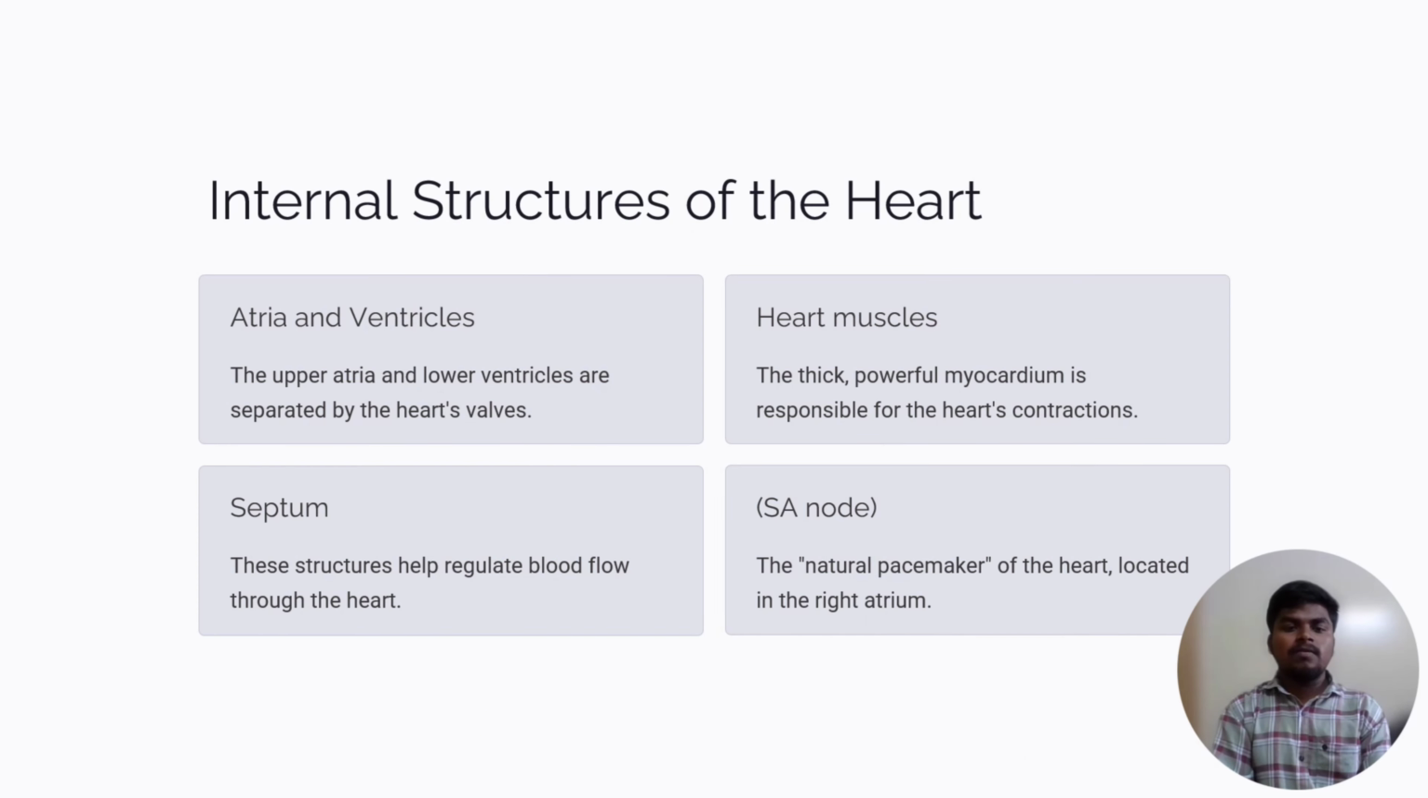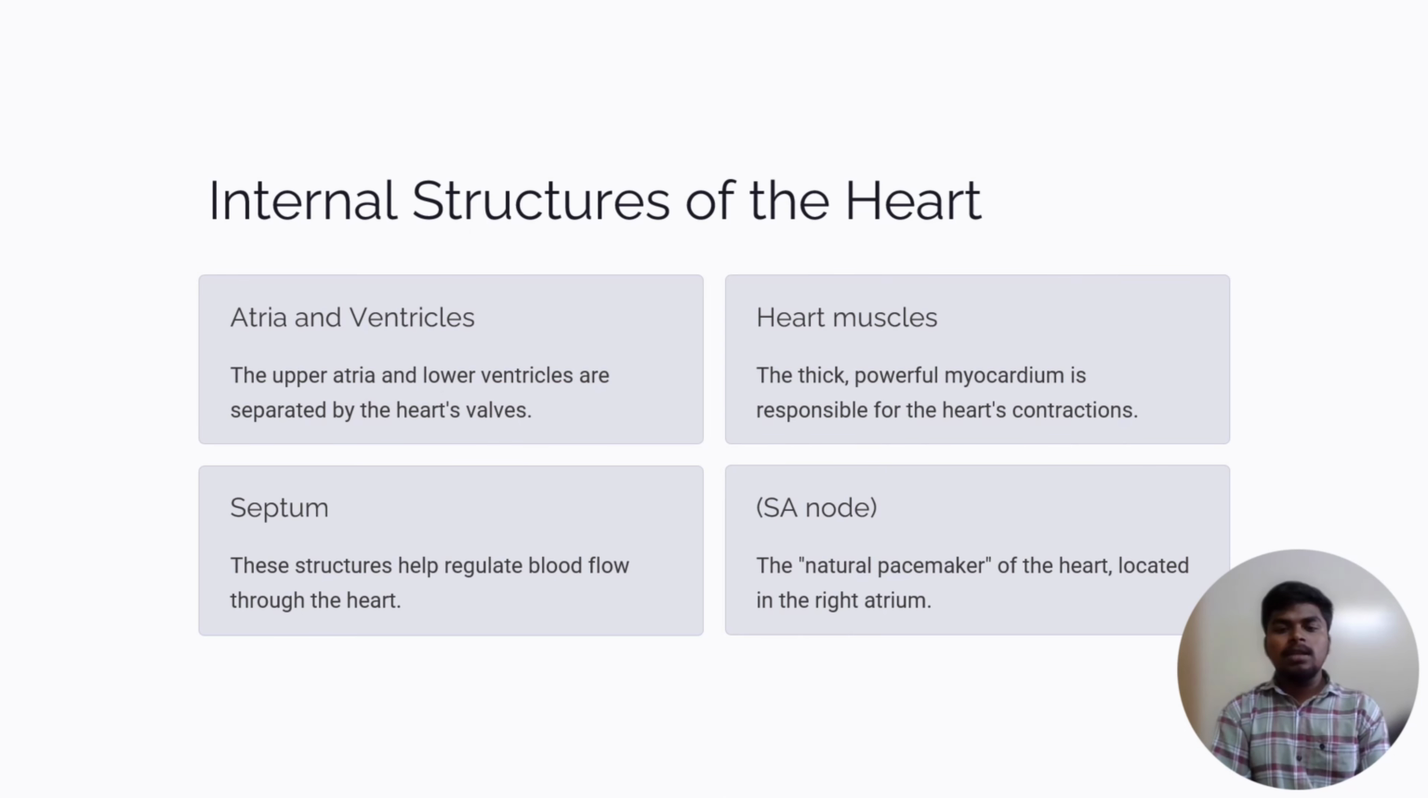The internal structure of the heart: atria and ventricles, heart muscles, septum and SA node. In atria and ventricles, the upper atria and lower ventricles are separated by the heart valves. In the heart muscles, the thick and powerful myocardium is responsible for the heart's contraction. Septum: this structure helps to regulate the blood flow through the heart.